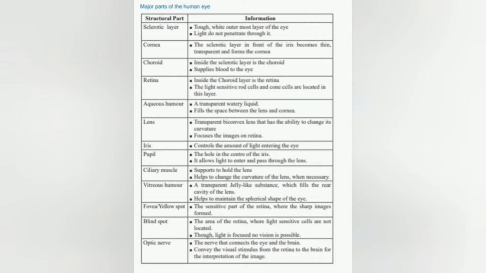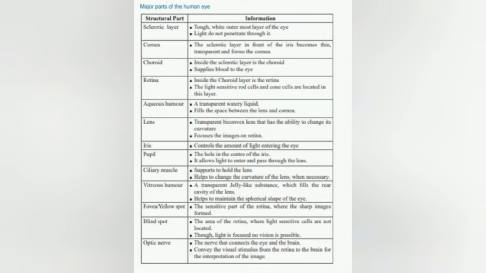Sclerotic layer: tough, white outermost layer of the eye. Light does not penetrate through it. Then cornea: the sclerotic layer in front of the iris becomes thin, transparent and then forms the cornea. Choroid: inside the sclerotic layer is the choroid. Supplies blood to the eye.